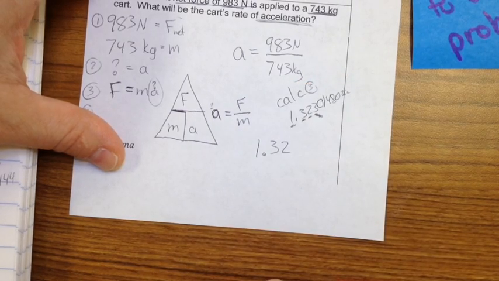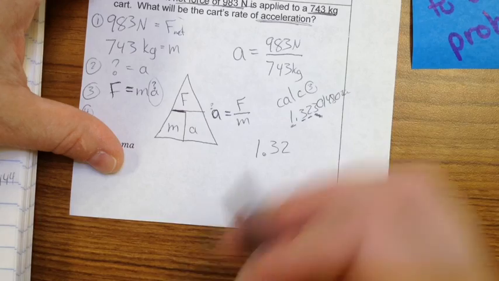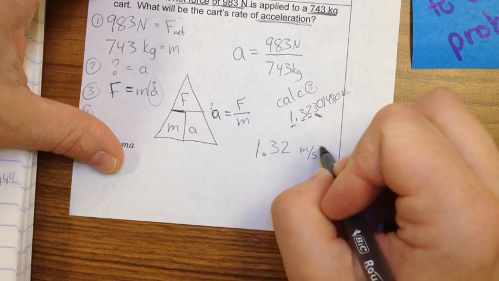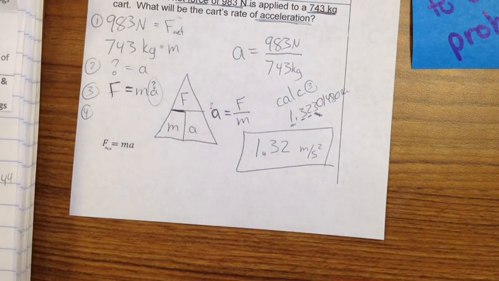Acceleration is our question. So our units of measure had to be the units of measure for acceleration. The units of measure for acceleration are meters per second squared. And that is your answer. That is some practice for you on the problem-solving process.